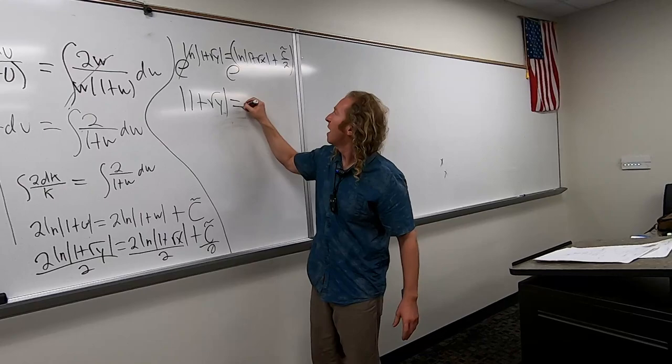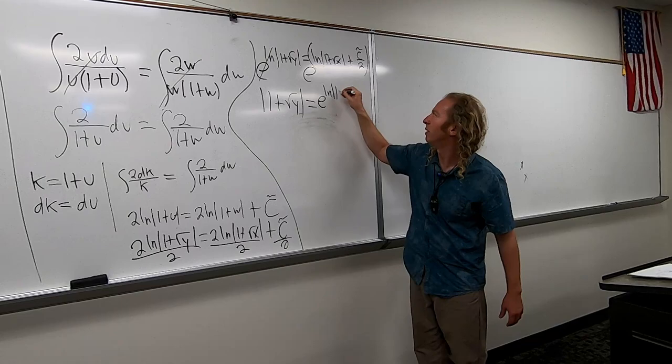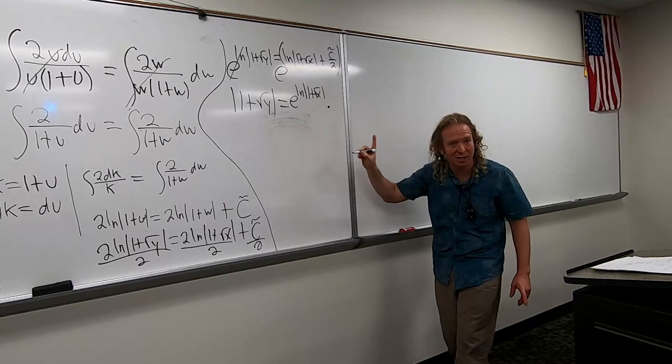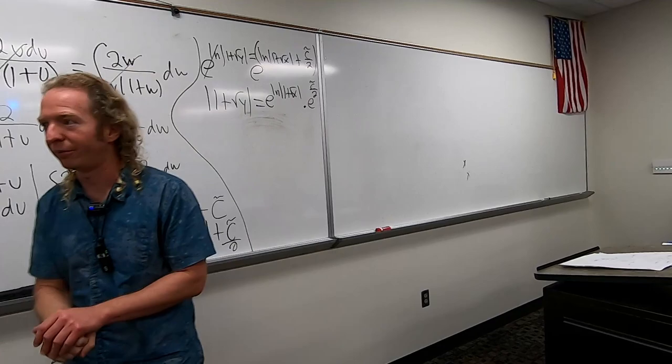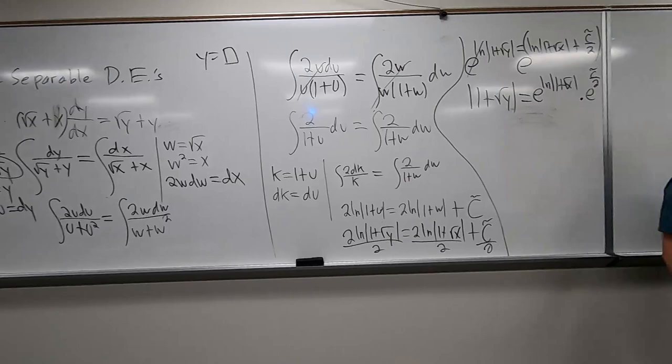And then you can rewrite this as e to the ln, absolute value, 1 plus square root of x, times e to the c tilde over 2. Everyone see why it's times? Everyone see that's the confusing part, the times for people. So there's a times there.